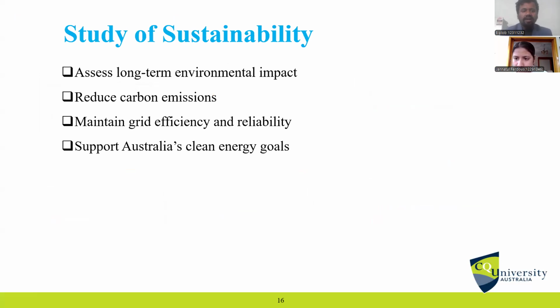Sustainability. Beyond technical performance, we also assess sustainability. This integrated system reduces carbon emissions, maintains grid reliability, and directly supports Australia's clean energy transition goal.